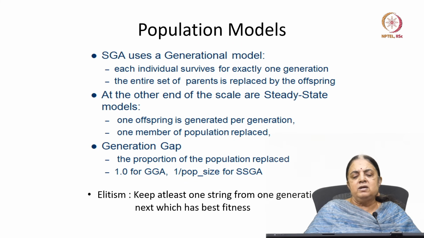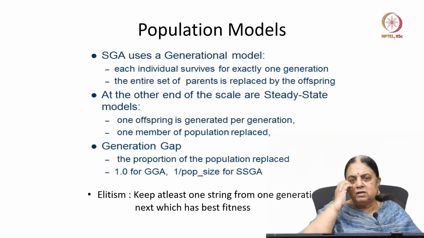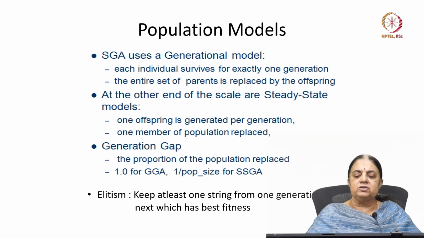You can also use different population models. What we saw till now is the simple GA, which uses a generational model. It means that every string is there only for one generation, and the entire generation is replaced by the next generation. At the other end of the scale, you have what is called the steady state GA, SSGA. What do you do in SSGA? Only one string or two strings are changed. The rest of the strings remain the same.